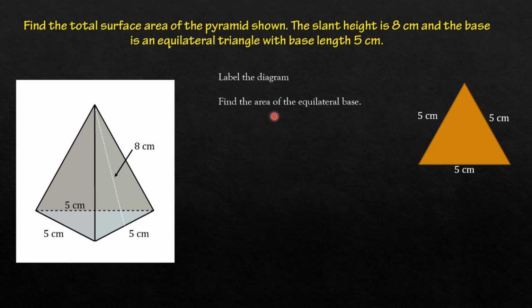Let's find the area of the equilateral base first. I've redrawn the base here as 5, 5, 5 on each edge. The area of the equilateral base formula is root 3 on 4 times L squared. L is the length of the side. So the area is root 3 on 4 times 5 squared. The area will be 10.83 square centimeters.